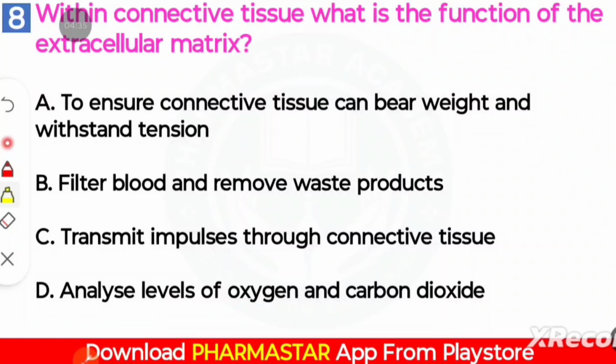Option A is correct. To ensure connective tissue can be weighed and withstand tension, because the extracellular matrix provides the structural framework for connective tissues. Its combination of ground substance and protein fibers allows tissue to withstand mechanical stresses such as stretching and compression.